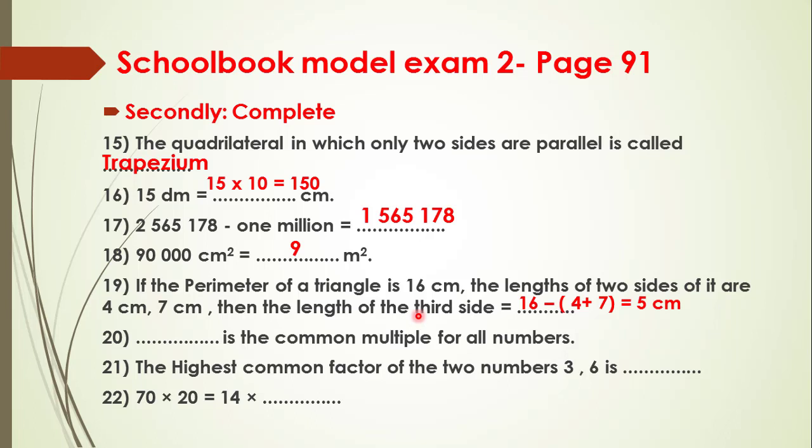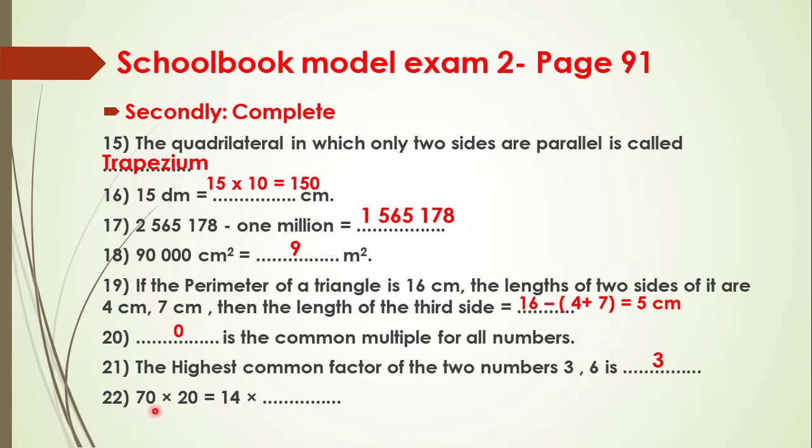Number 20, the common multiple for all numbers. We said before the common multiple of all numbers is 0, and the common factor of all numbers is 1. 21. The highest common factor of the two numbers 3 and 6. What is the highest common factor? Yes, 3. 3 is the common factor between 3 and 6. And this is the highest common factor.